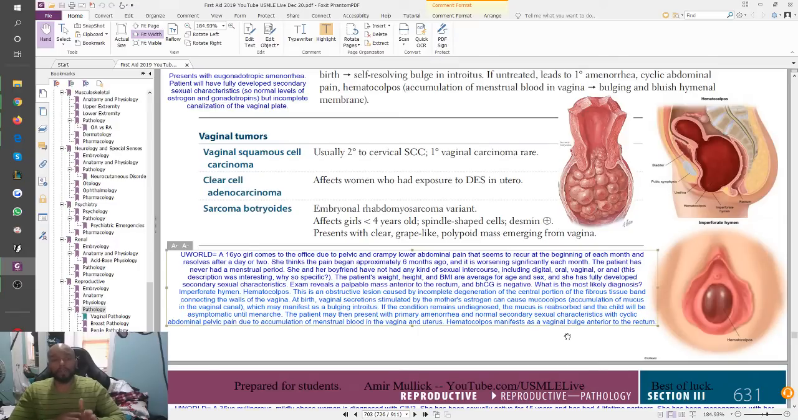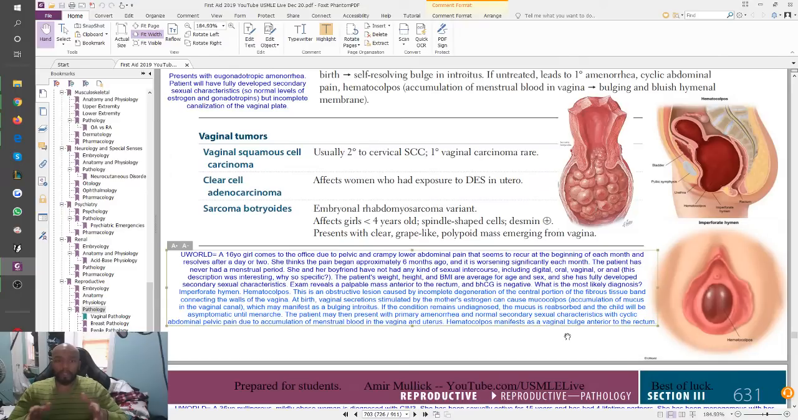The patient has never had a menstrual period. She and her boyfriend have not had any kind of sexual intercourse, including digital, oral, vaginal, or anal. And then I added, this description was interesting. Why get so specific, right? They could have just stopped at saying, never had any kind of sexual intercourse. But they had to talk about digital, oral, vaginal, or anal. The patient's weight, height, and BMI are average for age and sex, and she has fully developed secondary sexual characteristics. Exam reveals a palpable mass anterior to the rectum, and beta HCG is negative. What is the most likely diagnosis?